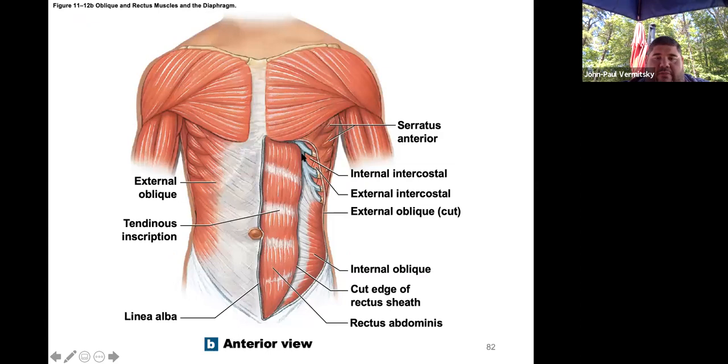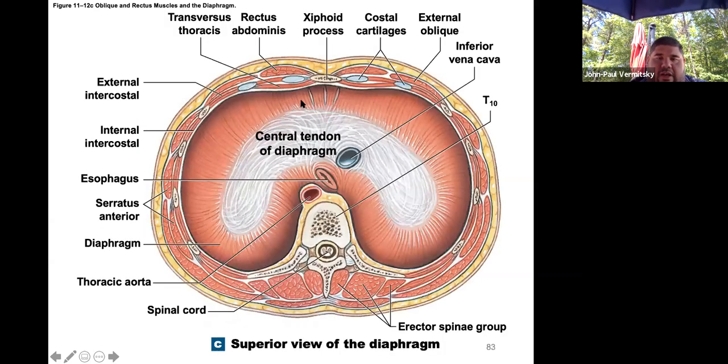All right, our internal and external intercostals, these are the muscles that are found within the ribs here, okay? Here are your abdominal muscles. So we have the external oblique muscle here. Then you have the rectus abdominis muscle here. Next to the rectus abdominis, you're going to have your internal oblique, okay? And then we just talked about the internal and external intercostals. Here's the diaphragm. So this is going to essentially form that barrier between the thoracic and abdominal cavities.